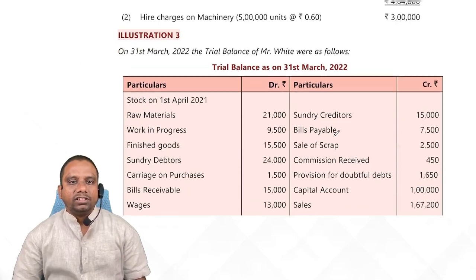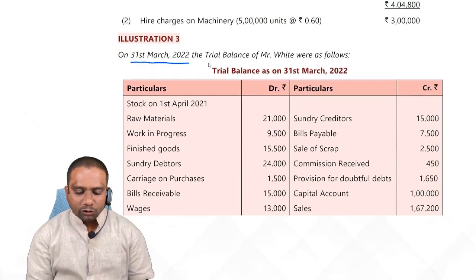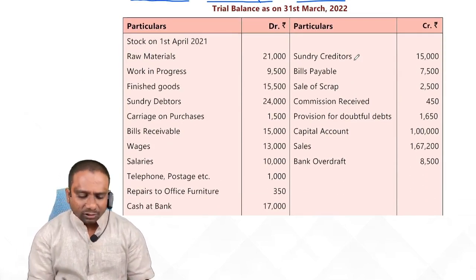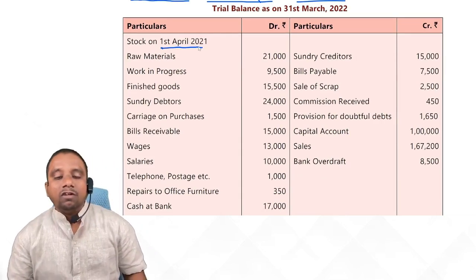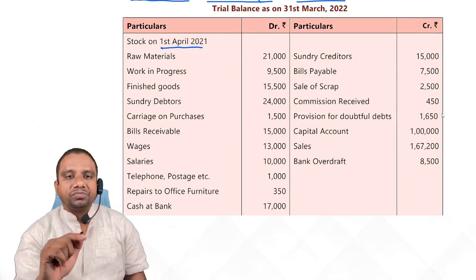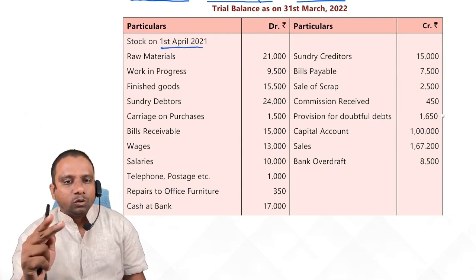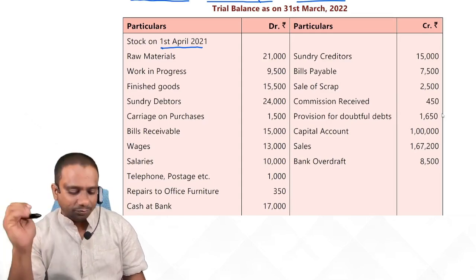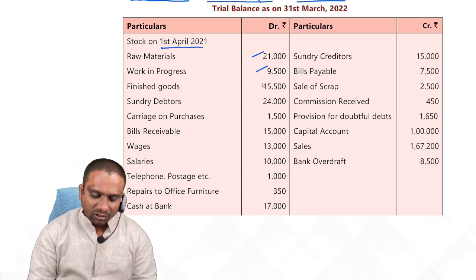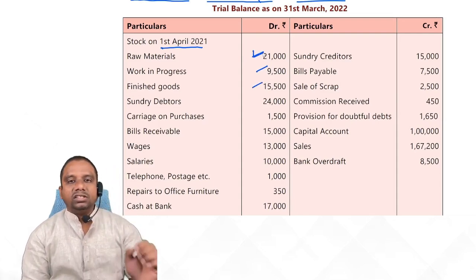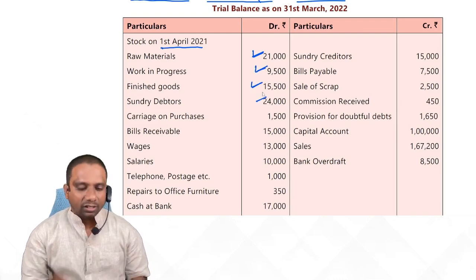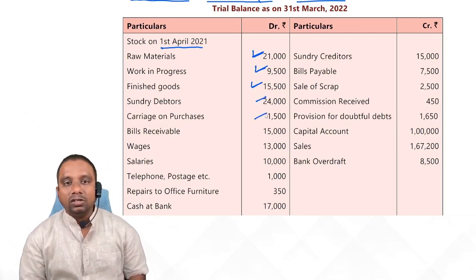Illustration 3. On 31st March 2022, the trial balance of Mr. White was as follows. You take one by one. Stock on 1st April 2021. From a manufacturer's point of view, stock means opening raw material, work in progress, and finished goods. These three consist of stock, or to put it simply, inventory. Raw material is considered in raw material consumed during the year, work in progress is debited to manufacturing account, finished goods is debited to trading account. Sundry debtors, balance sheet. Carriage on purchases.